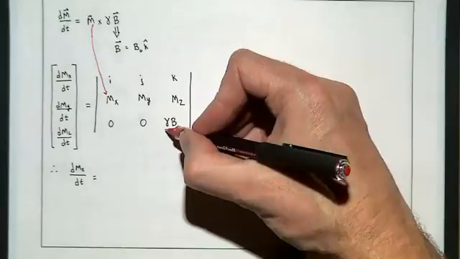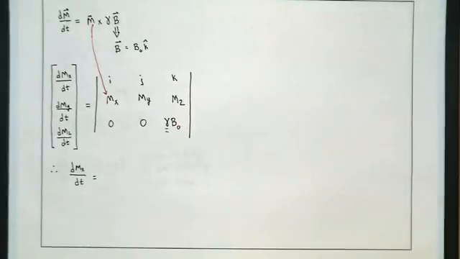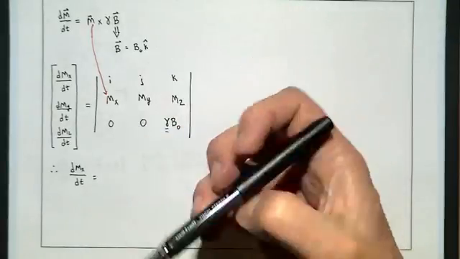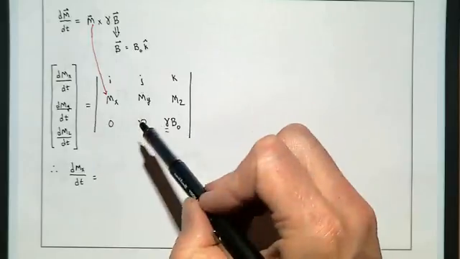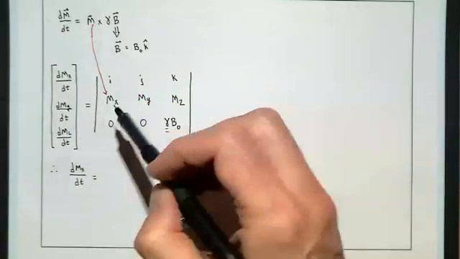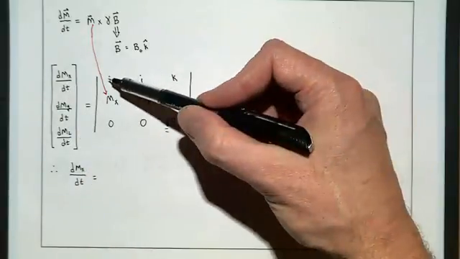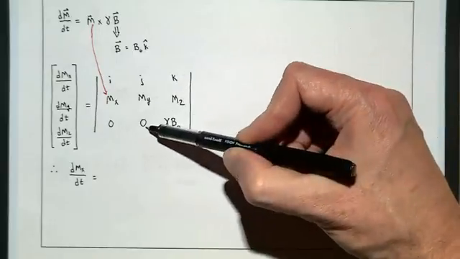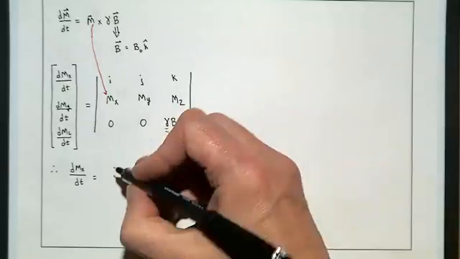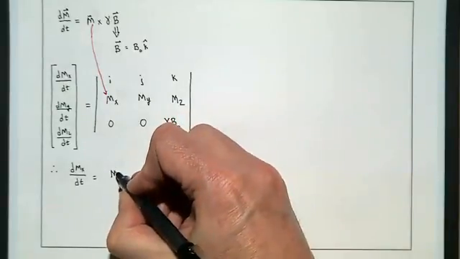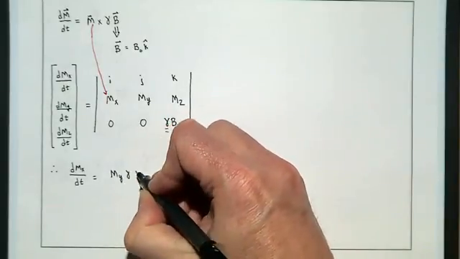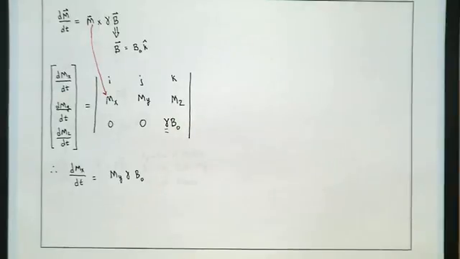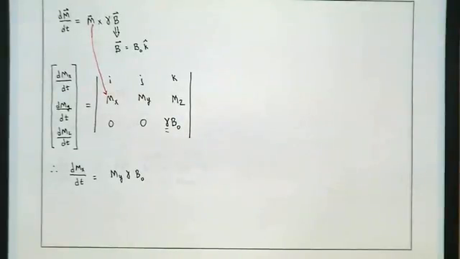Don't miss the gamma. Now I just want to operate through this determinant to get an expression for my first differential equation. Along the i direction, that's just gamma B0 times my minus 0 times mz. So a very simple expression, just my gamma B0. Is that a familiar mathematical concept?